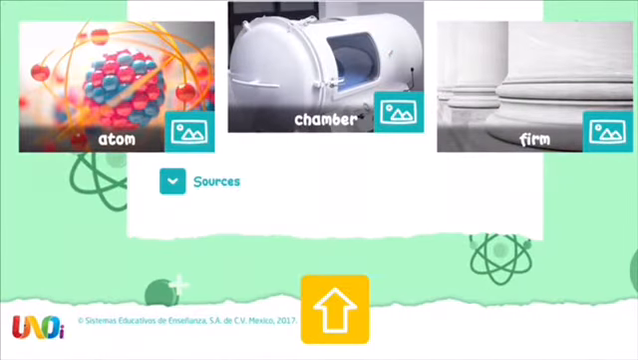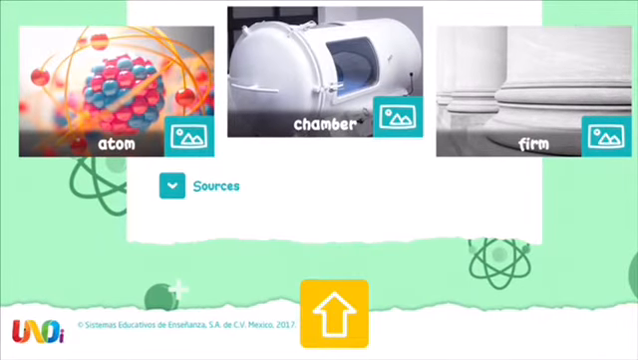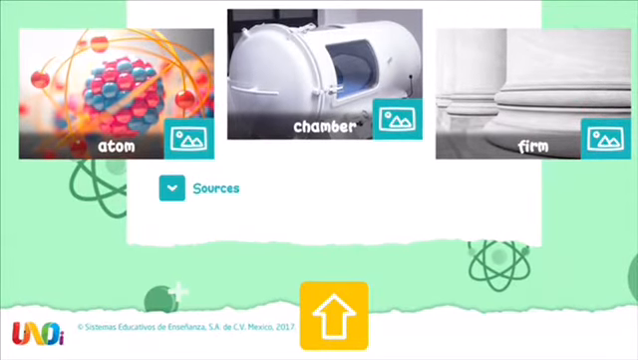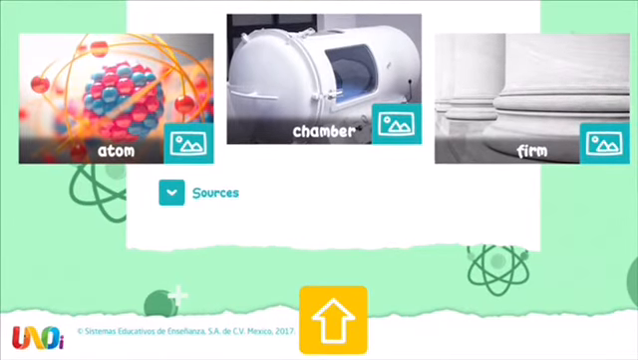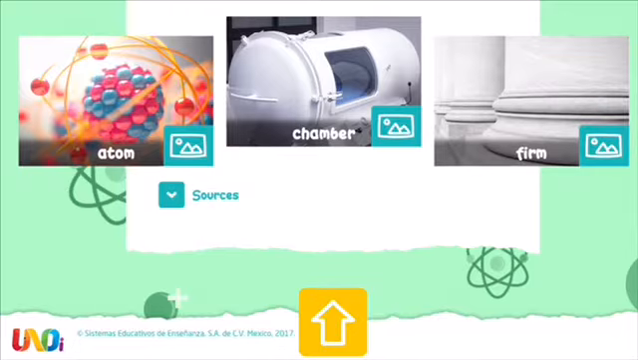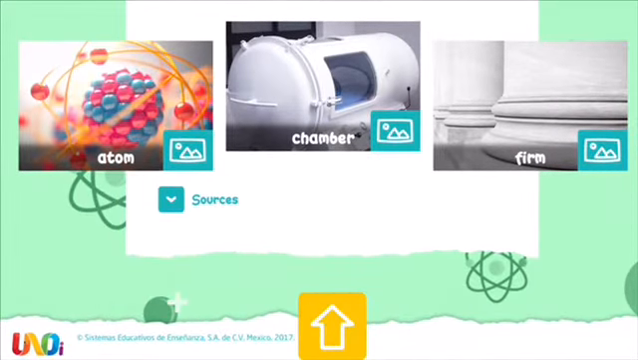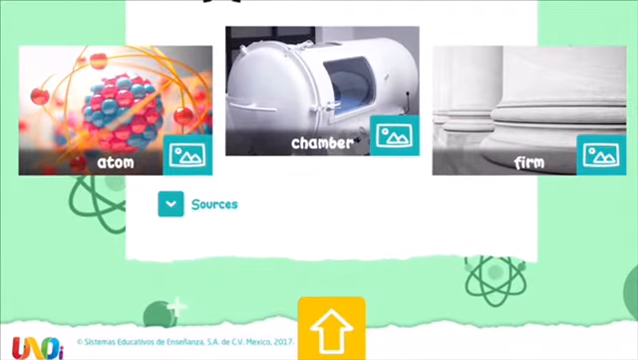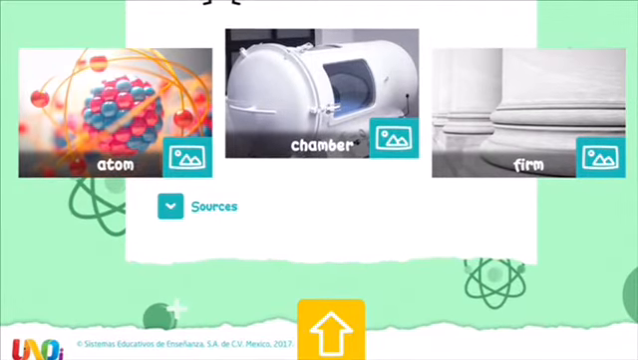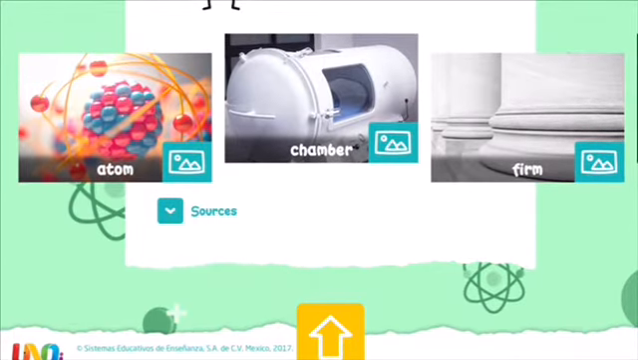It's about Curious Scientists. The first one is atom, okay? There are several atoms in a water substance. The other one is chamber, and the last word is firm. For example, a solid ice or an ice cube is firm because the particles won't allow it to move.